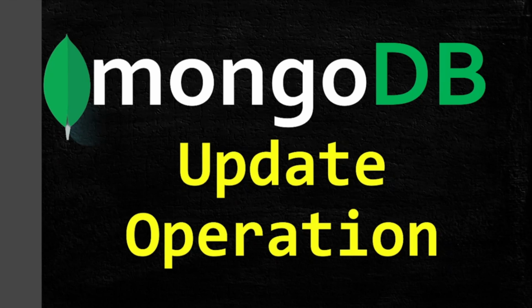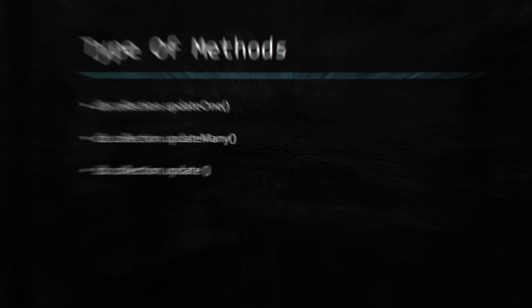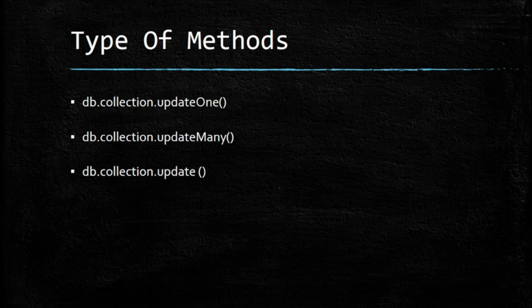Today we will learn update operation in MongoDB. Let's understand types of method which we can use to update the records in our MongoDB. MongoDB provides three types of method to update or change the records in our collection. The first one is update one. In this method, we can use to update only one record in our collection.